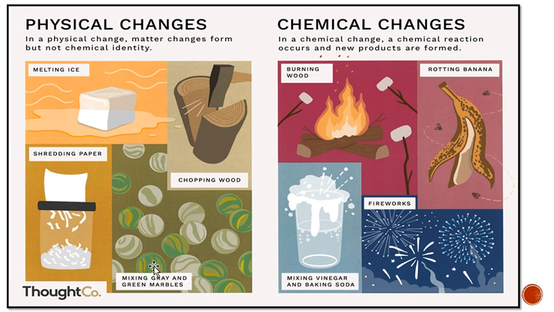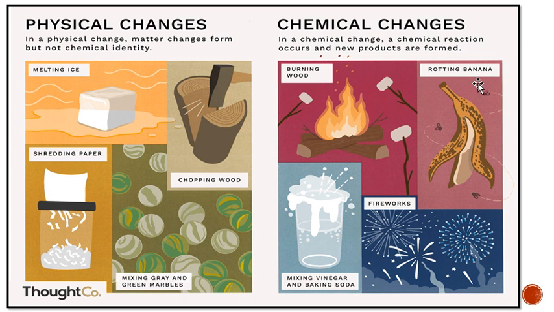As well as mixing gray and green marbles. If you mix the two, they are still marbles. And for chemical changes, we have burning of wood. If you burn the wood, it will become ashes. So it is no longer wood. It turns into ashes. Its color and composition have changed. It is a new product or new substance.